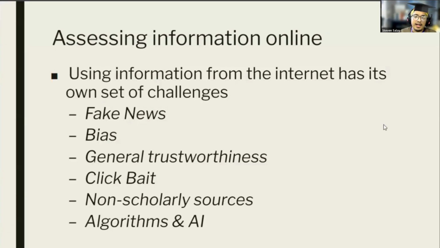Algorithms and AI. Whenever you use your browser, whenever you do searches on your phone, the results you get are catered to what you like and what you may be interested in. So it's going to be different than what I see. What I see is going to be different than what some other person sees.